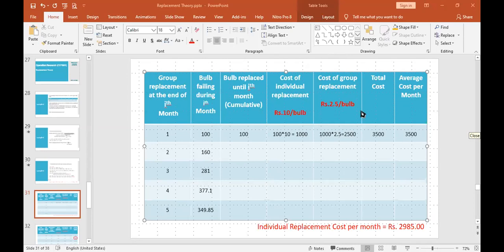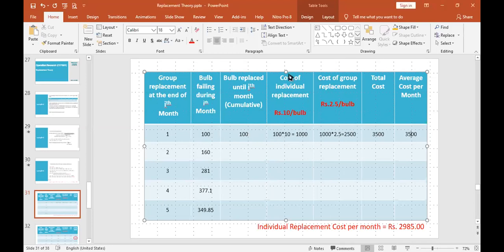Let me repeat the first column. Since we are calculating it for the first month, the number of bulbs failing during the first month is 100, because the total number of bulbs is 1000 and 10% was the probability. So 10% of 1000 is 100, so we will be replacing 100 bulbs. And since it is the first month, cumulative would be the first month itself.